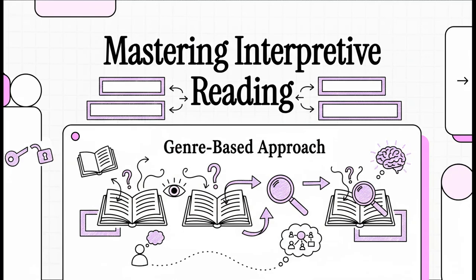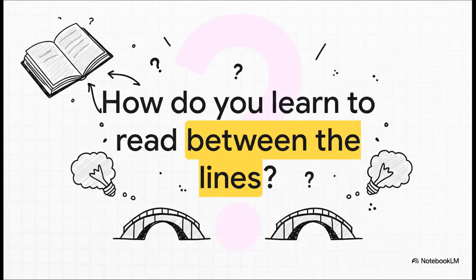Okay, so let's dive right into the core method you're going to use to unlock some really deep meaning in texts. It's called the genre-based approach, and think of it as your guide to reading not just the lines, but between them. You know that feeling, right? You've read a whole page, you understand all the words, but there's this little voice in your head saying, I feel like I'm missing something. You know the real point, the actual argument is in there somewhere. But how do you grab it? How do you really learn to read between the lines?